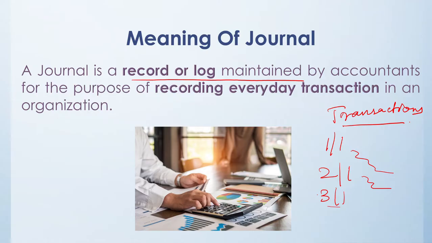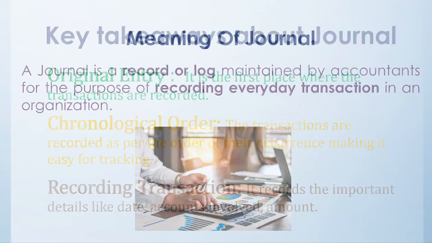It is recorded date wise. Okay, so it is a record that is maintained by the accountants. Why are we doing this? For the purpose of recording everyday transactions. So the maintenance of transactions in a chronological order is called a journal, right? Now moving on to the next slide.